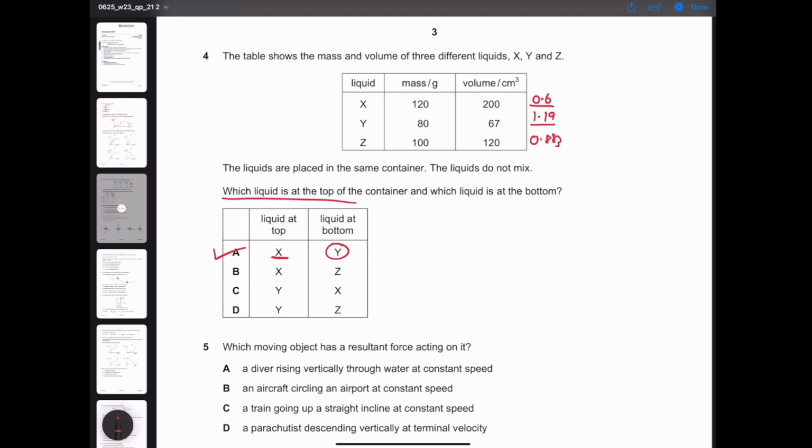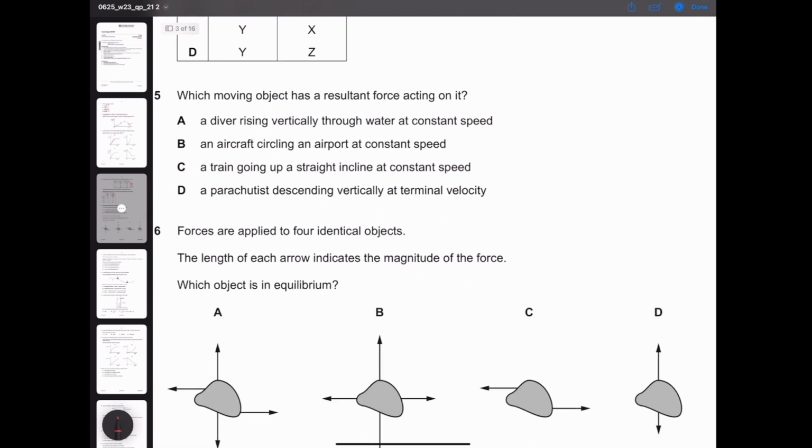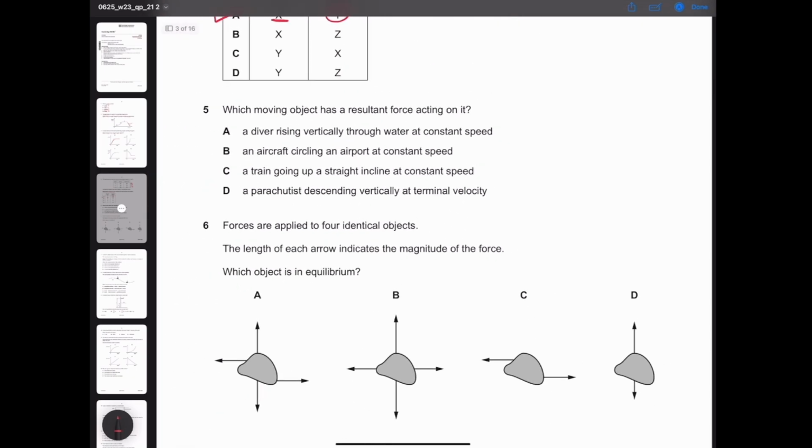Now, which moving object has a resultant force on it? A lot of students will make the mistake here of thinking that constant speed means acceleration is 0 and then the force is 0. This is also force 0. Terminal velocity, we also know that the net resultant force is 0. So which option is correct? Look at option B carefully.